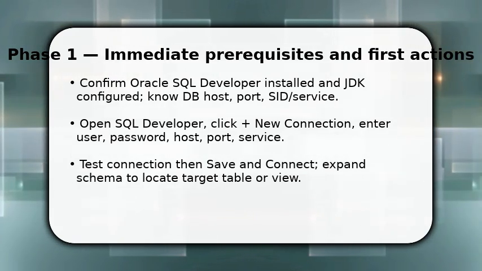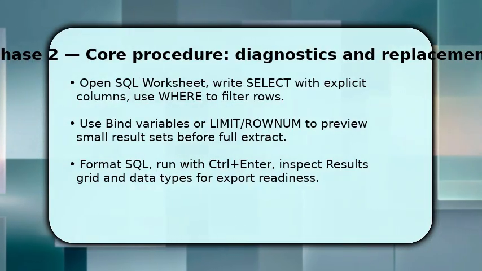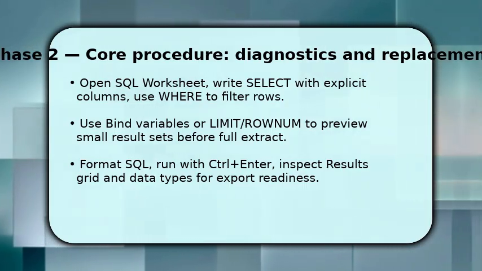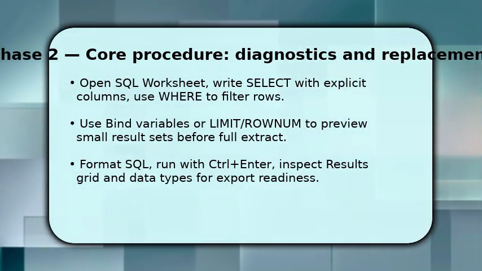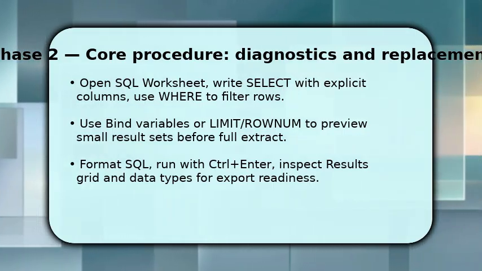Now you prepare the extraction query. Open a SQL worksheet and write a select that lists explicit columns rather than asterisk, then add a where clause to limit rows to what you actually need. Use bind variables or rownum/limit to preview small samples. This saves time and memory.